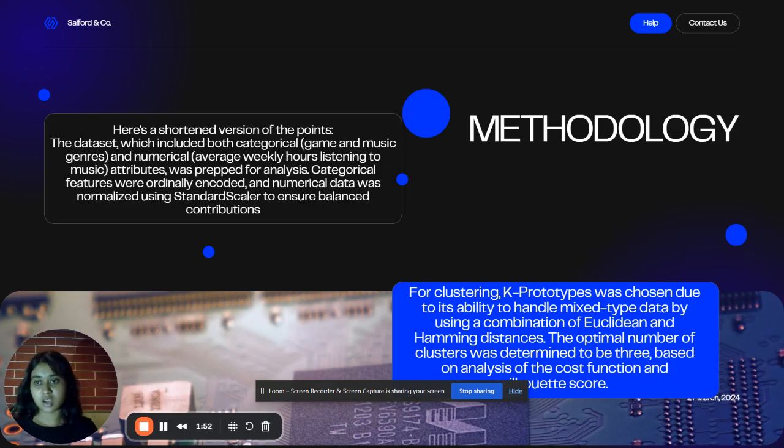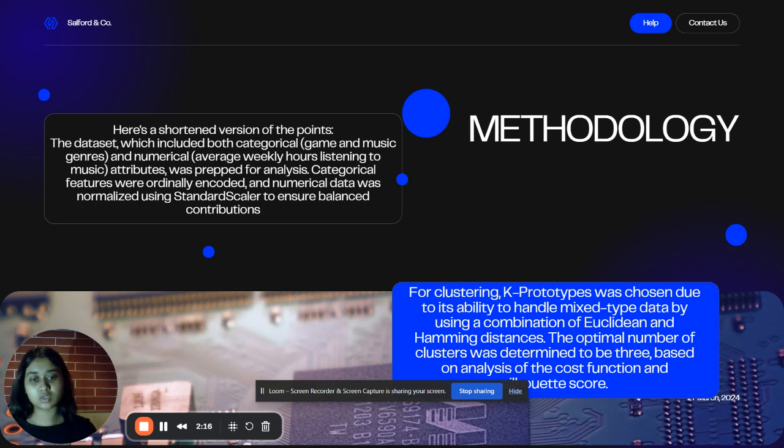And next, for clustering, K-Prototypes was chosen due to its ability to handle mixed type data by using a combination of Euclidean and Hamming distances. The optimal number of clusters was determined to be 3 based on the analysis of the cost function and silhouette score. Next is the result.